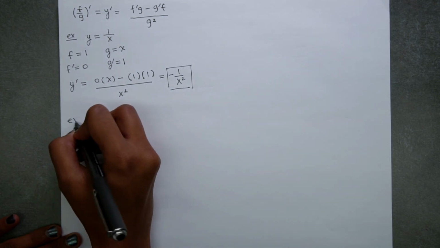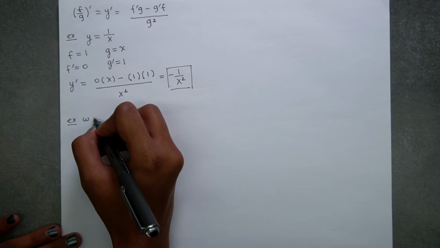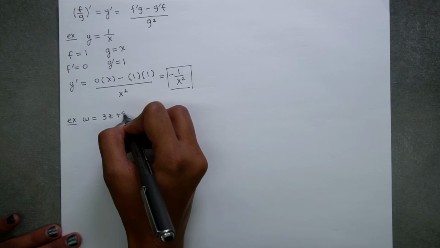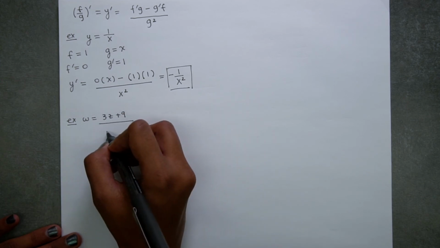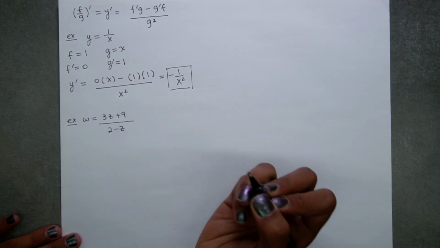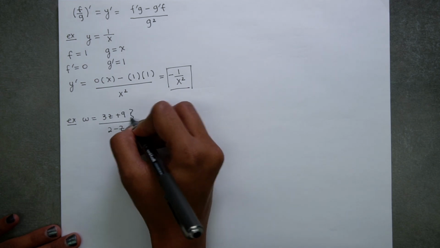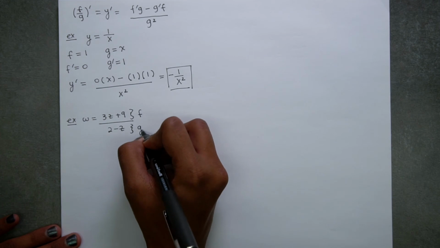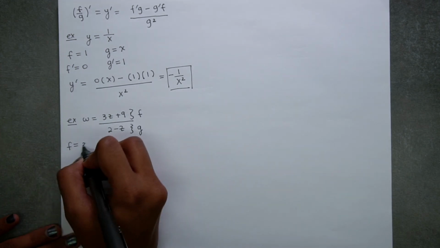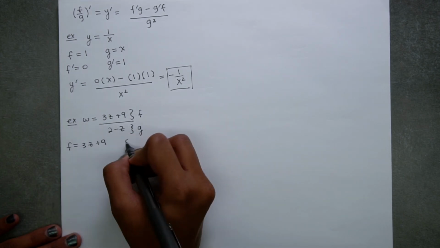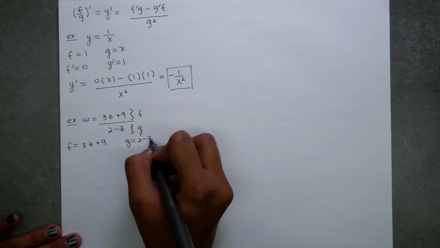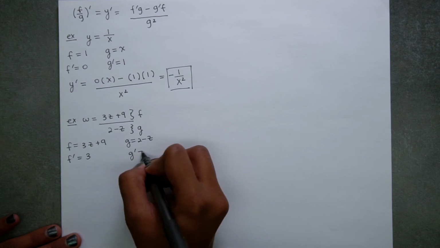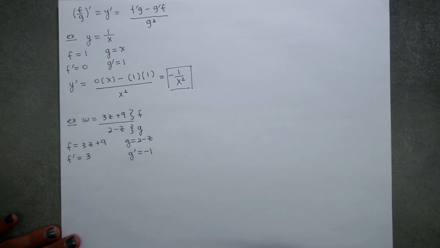Our second example is w equals 3z plus 9 over 2 minus z. So in this case, f would be 3z plus 9, and then g is 2 minus z. So we can write that out. And then f prime would be 3, then g prime is just negative 1.